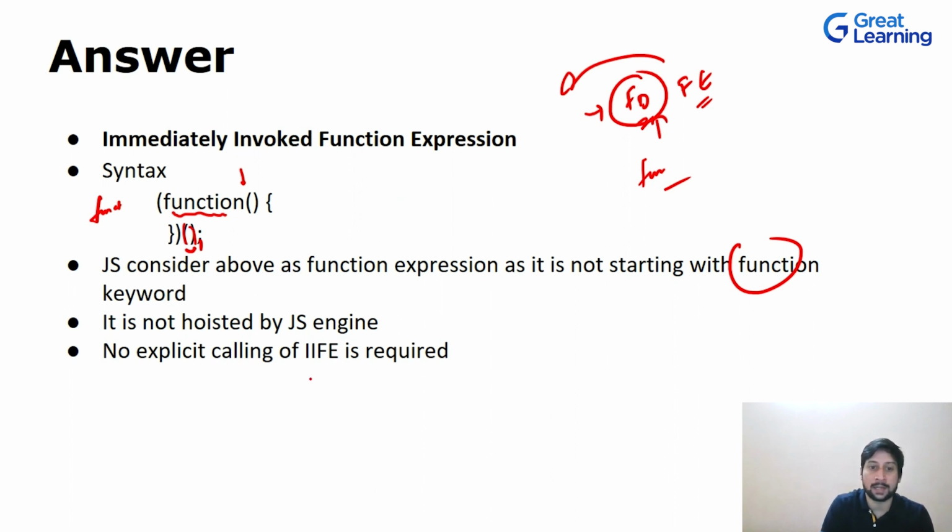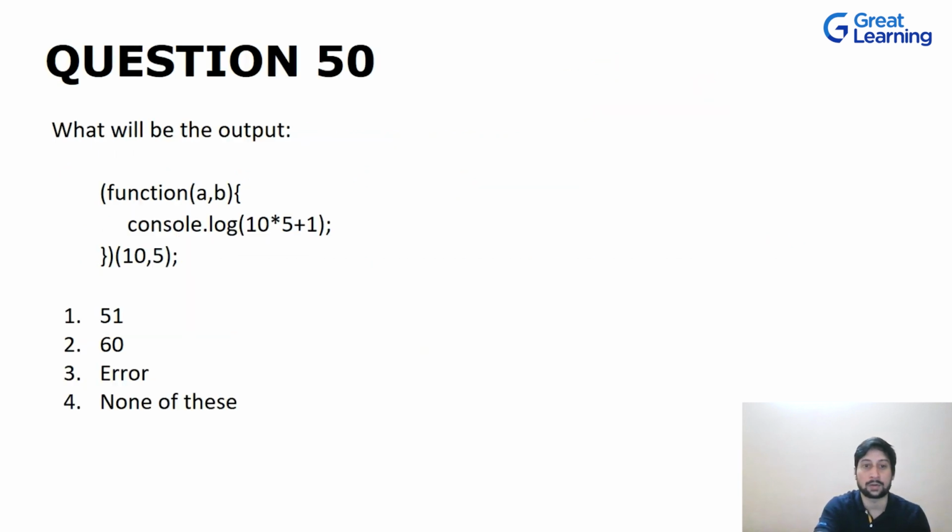No explicit calling for an IIFE is required. We don't have to call it like we call other functions, like "happy" we did in the earlier case. We call that function and we have the output as "I am grateful". In this case, whenever we are declaring it, obviously it will be invoked at that same time. Now let's move on to the next question and things will be much clearer.